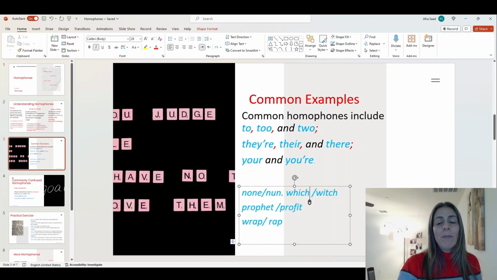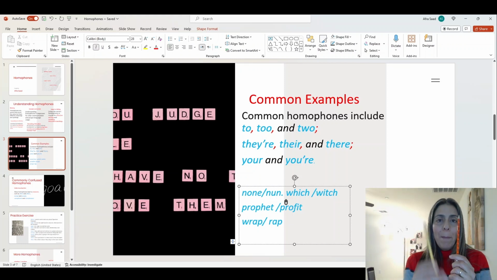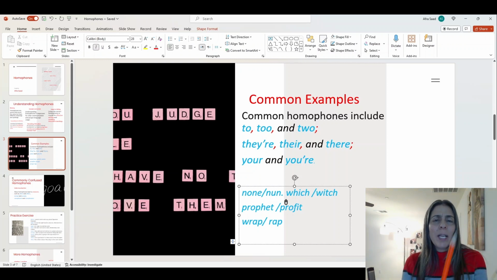Now we have which and witch. They're so different, guys. They're so different. Which, this one, is when you want to choose something, when I give you the opportunity to choose. So let's say, which pencil do you want? I don't know which pencil. Just give me anyone. Okay, take this.